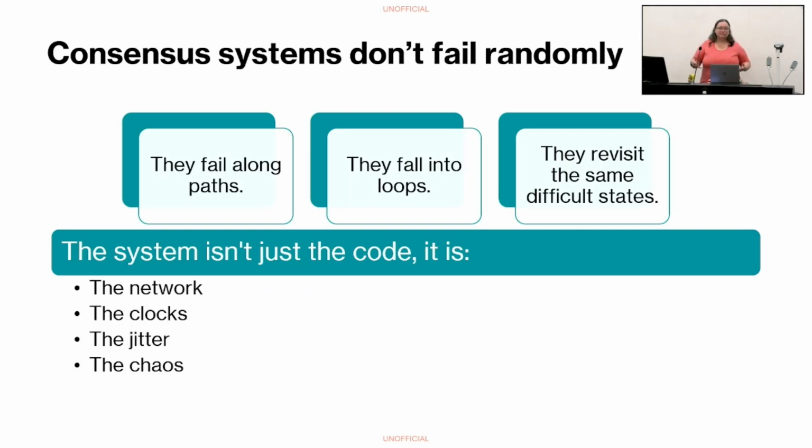Consensus systems don't fail randomly. They fail along paths. They fall into loops. They revisit the same difficult states again and again, not because of bugs, but because those loops are baked into the geometry of the algorithm itself.